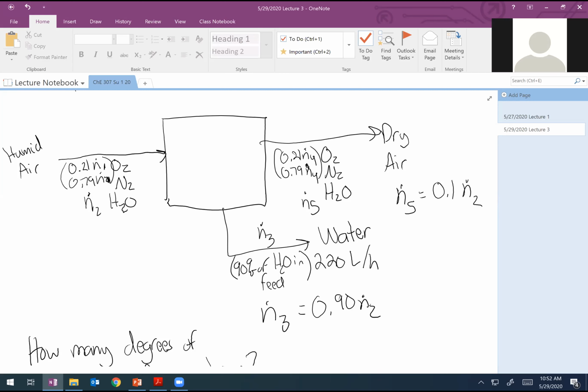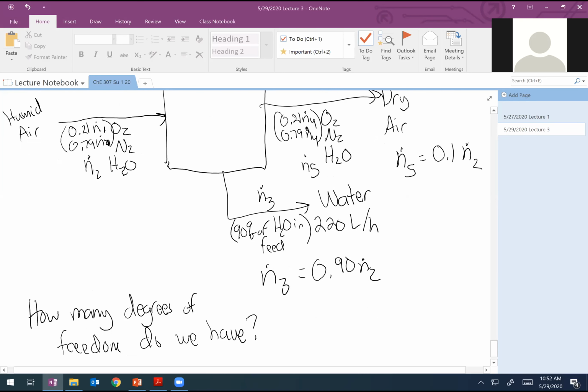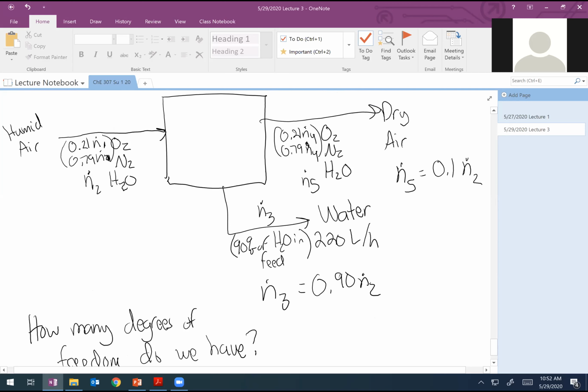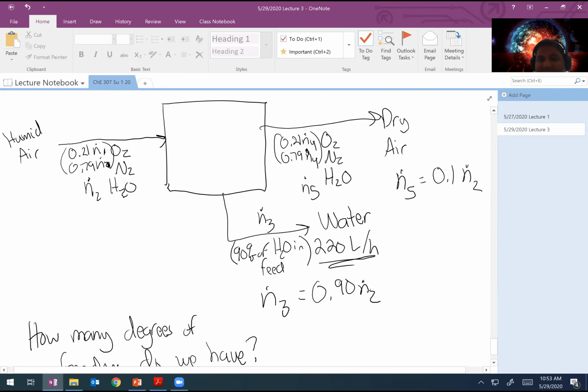Yep. All right. So how many degrees of freedom do we have? Well, how many unknowns do I have? 1, 2. Do we have like 3? 5 unknowns. Actually, technically N3 is known because we have a flow rate, right? Yeah. So I'm seeing 4 unknowns. So how many relationships do we have in this problem?